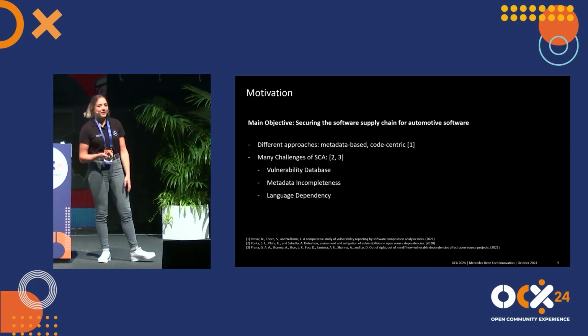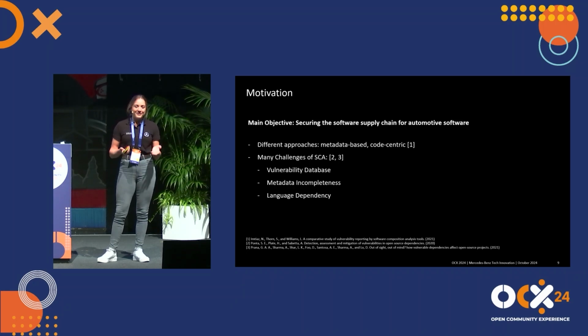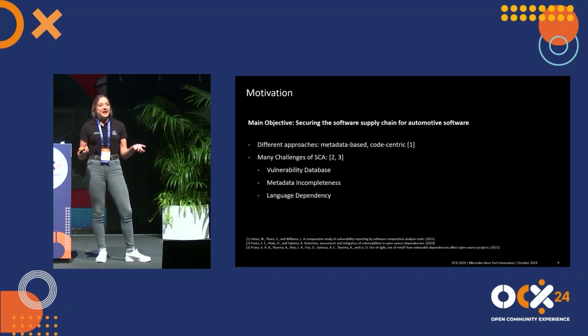Now, I come to the motivation. Well, one motivation is clear. We don't want to be vulnerable to third-party dependencies or third-party vulnerabilities. But for us at Mercedes-Benz Tech Innovation, our motivation is to secure the software supply chain for automotive software.